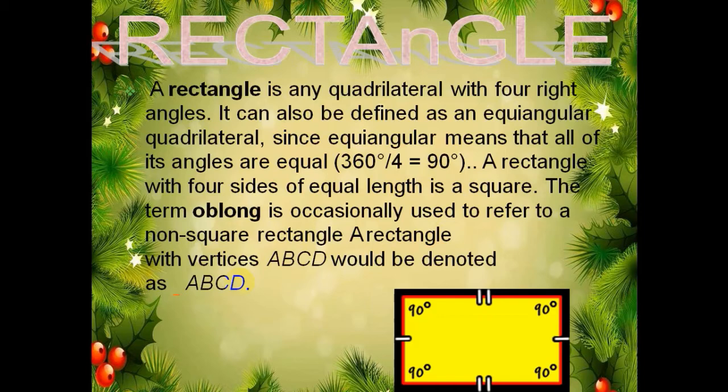Similarly, in a rectangle, the measure of each angle is 90 degrees, and the lengths of the opposite sides are equal. You see over here, this is a rectangle. The length of this side and the length of this side are equal, and this is actually called the length of the rectangle, and this is the width of the rectangle. So these two opposite sides are equal and these two opposite sides are equal.